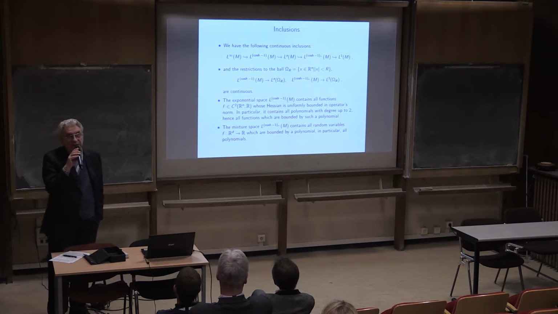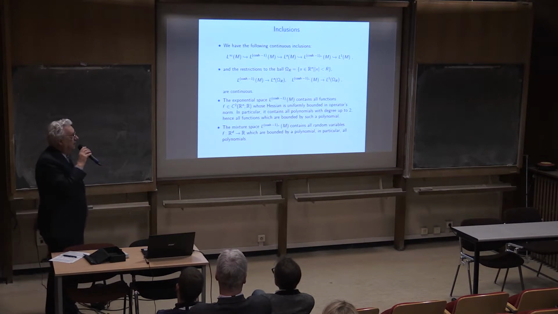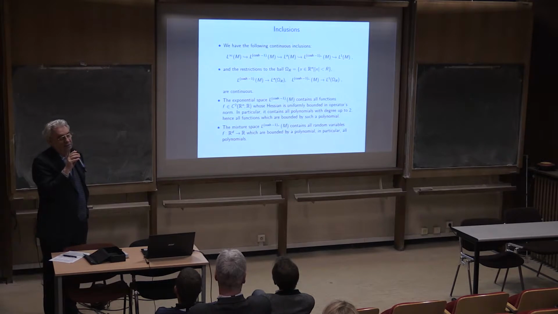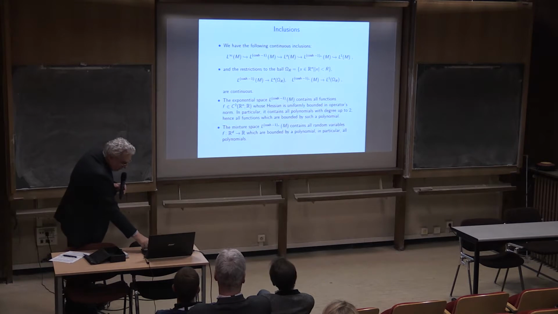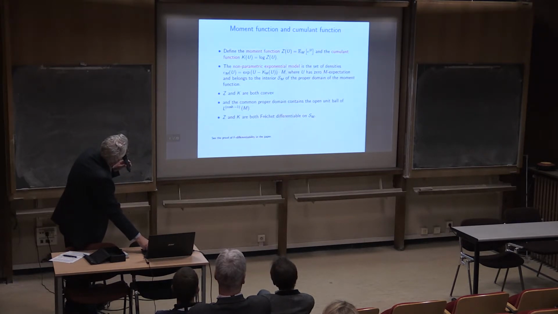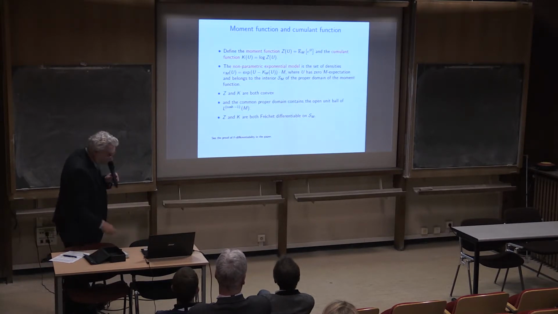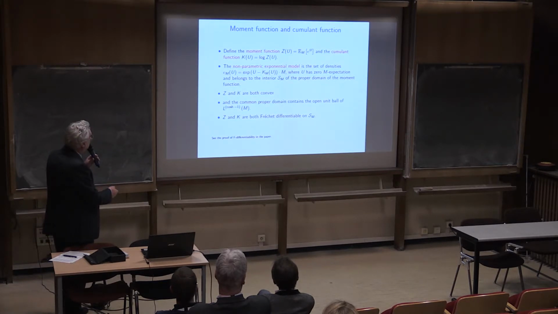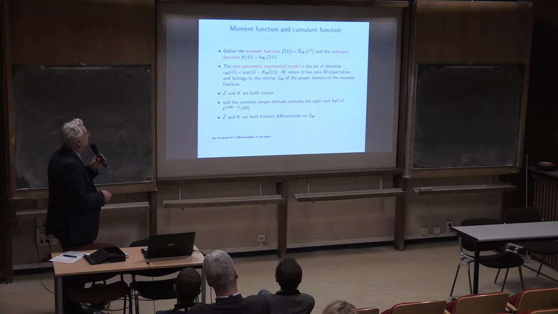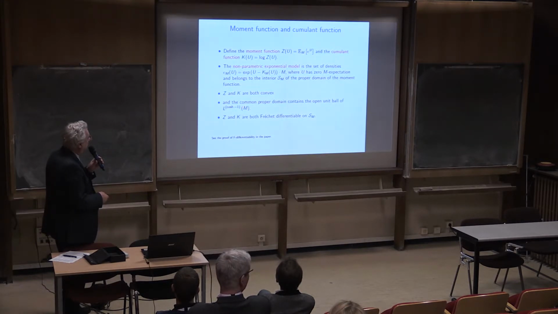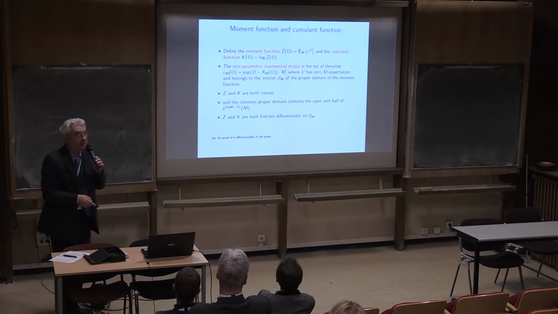And actually, this space contains all densities whose relative entropy is finite. So it's related with entropy, the other space. One is related to the exponential family, and the second one is related to the entropy. So in writing down the general exponential family in this form, we define a cumulant function or a moment function, and both are convex. They have a common proper domain such that the unit ball is in the proper domain, so the interior is non-empty, and both functions are Fréchet differentiable on this open set.